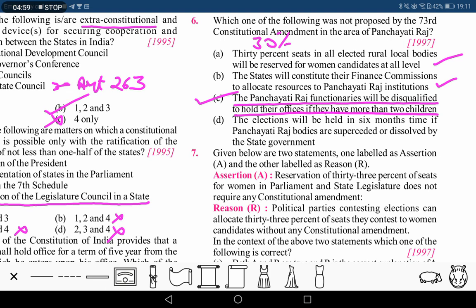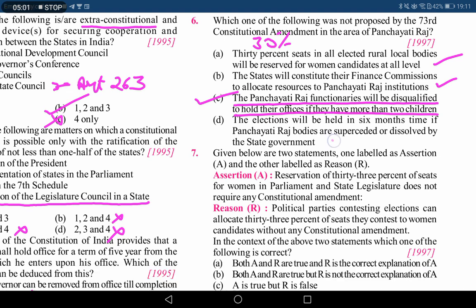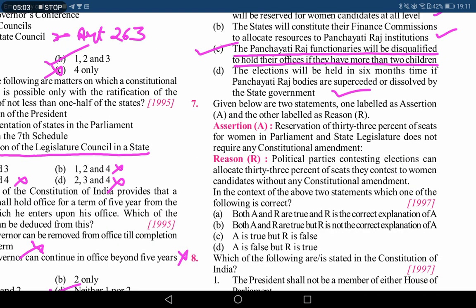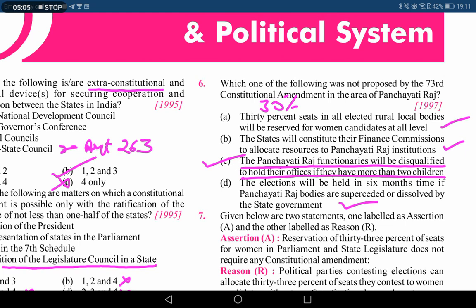Finally, the election will be held in 6 months' time if Panchayati Raj bodies are superseded or dissolved by the state government. This is correct, all right. So with this, the keyword out here is 'not proposed'. So option number C will be the correct answer.